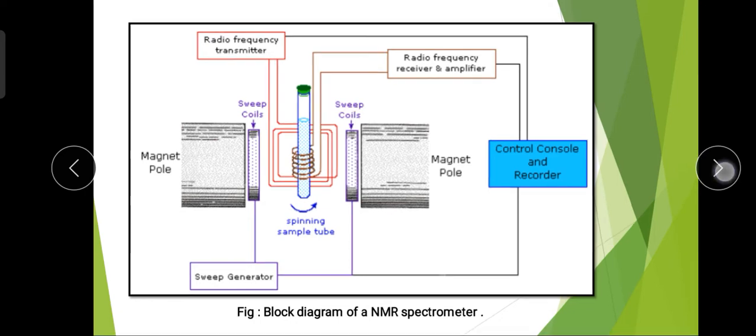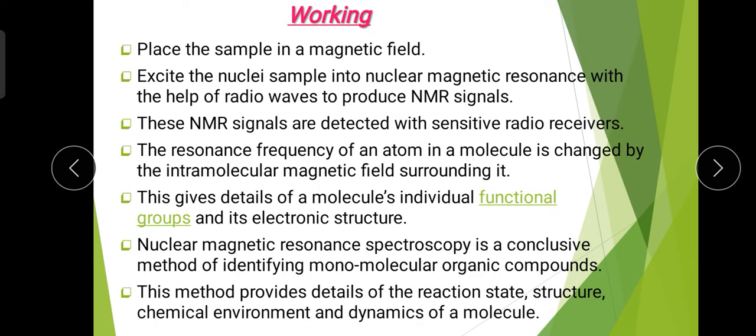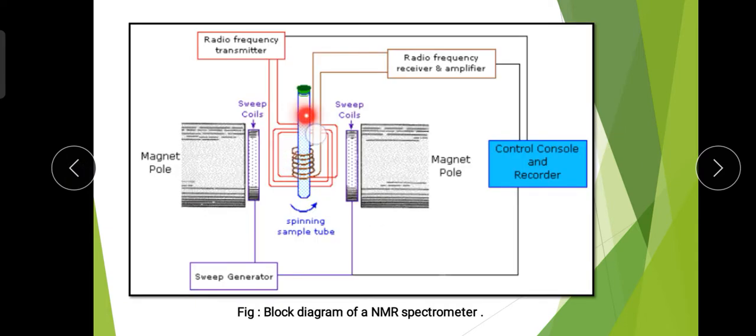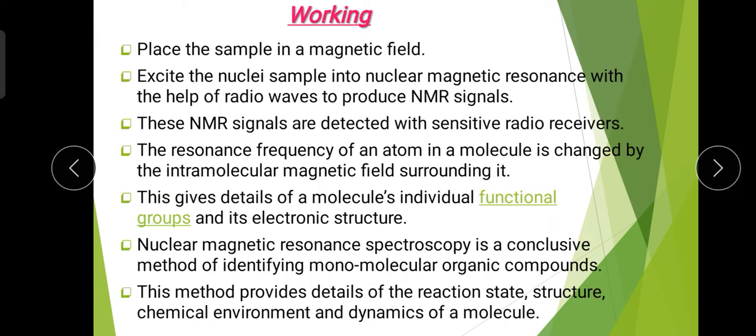Now, actually how does it work? Working: place the sample in a magnetic field. Here is the sample holder tube, and we place the sample which we have to investigate in the sample tube, and all this happens in the presence of the external magnetic field. So place the sample in a magnetic field. This is the first step. The next is to excite the nuclei of the sample into nuclear magnetic resonance with the help of radio waves to produce the NMR signals.